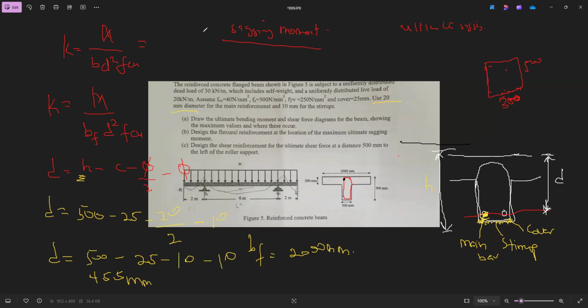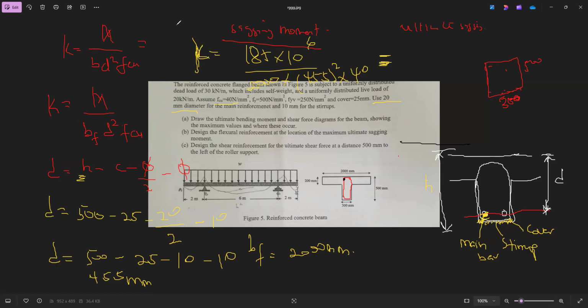So let's do it quickly and calculate for K. K is the moment, 185 times 10 to the power 6, over bf, which is 2000, times d squared, which is 455 squared, times fcu, the strength of the concrete, which is 40. Did it change in the parameters I sent you? No. Okay. So do this for me, and let's calculate the K.